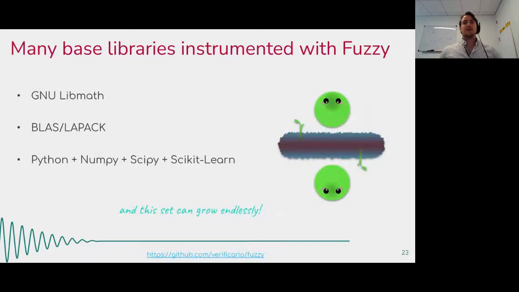So we've done this already with several libraries. We have a tool, or a set of environments, on GitHub called Fuzzy, as I mentioned here. And we've perturbed, or instrumented, GNU's libmath, BLAS and LAPACK, as well as the scientific Python stack. And this set can grow. All you need to do is recompile libraries. This set in particular was chosen for no particular reason other than we have use cases that needed it. But it can extend for sure.